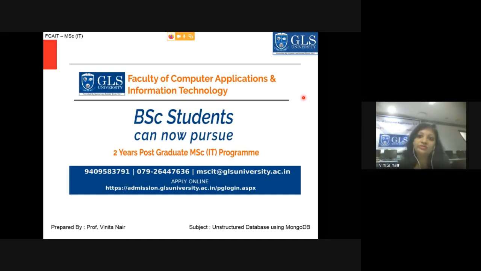So the BSc students who are also passionate to join MSc can directly apply to the MSc program. So this year there is a change in the rule by the government. So passionate BSc students can also join the MSc program, and you can see all the information being given on this particular poster. You can visit our website or helpline number for further information.